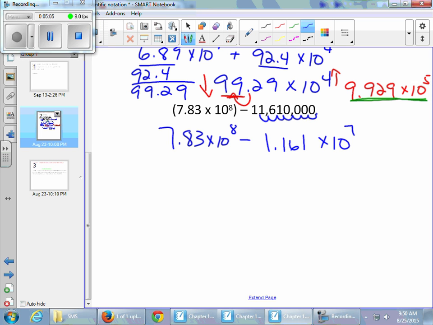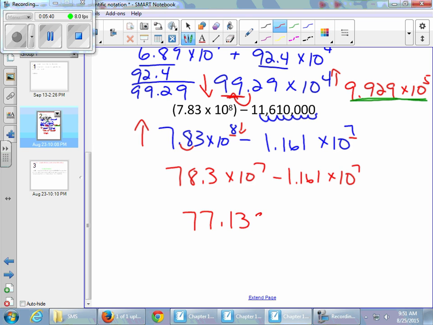Just like addition, we need to change the exponents so that they are the same. It's 8 and 7. We have to change. So we're going to drop this 8 down to a 7 this time. So this number goes down. It means this number goes up. This number gets larger. It means we go to the right. So now it becomes 78.3 times 10 to the 7th minus 1.161 times 10 to the 7th. We subtract those out, we get 77.139 times 10 to the 7th.